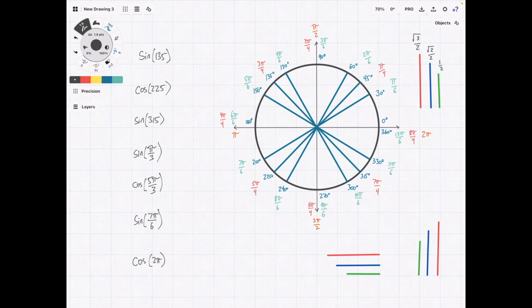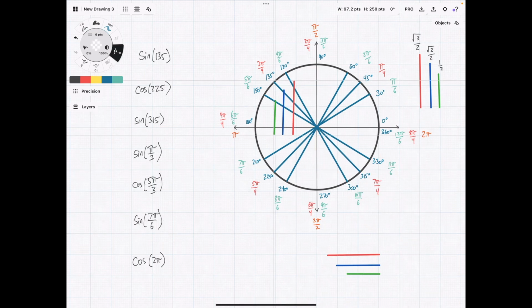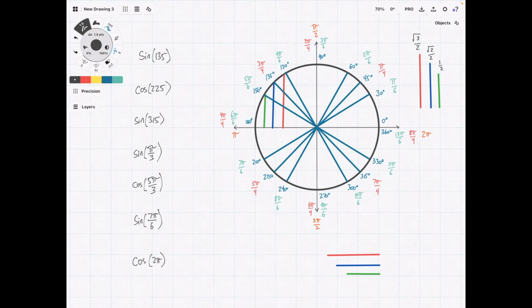Second step is to figure out what coordinate we're looking for, x or y. This is sine, so we're going to be looking for the y value. And step 3 is to take our reference lines and basically put them over top of the circle. We can see here that the middle line, our square root of 2 over 2, is the one that lands on 135. So that's going to be our first answer, square root of 2 over 2.